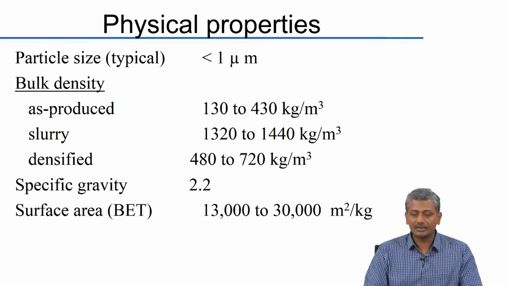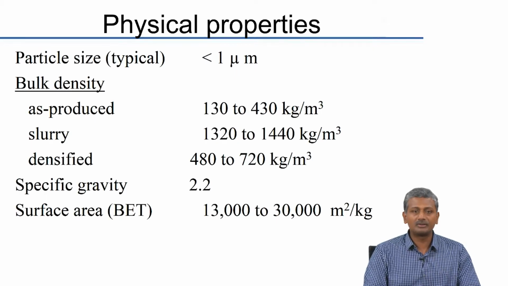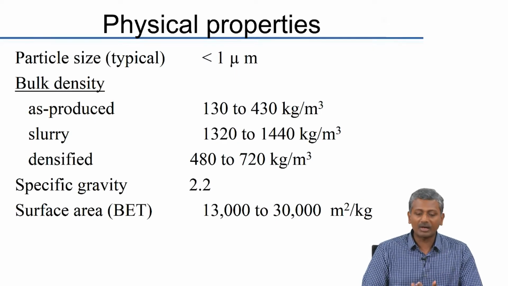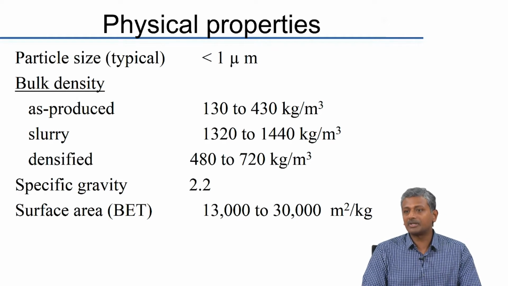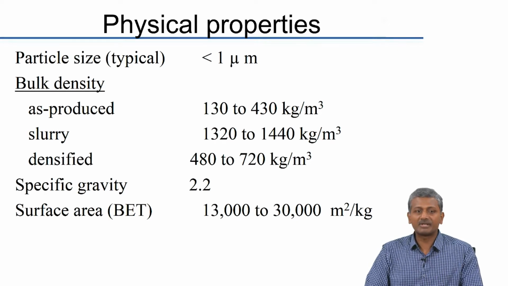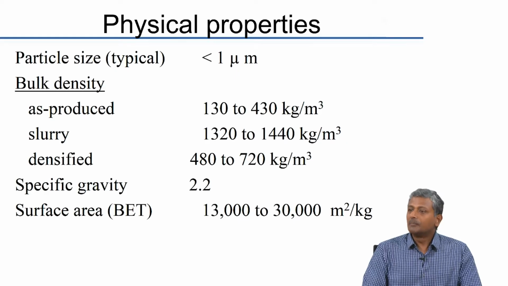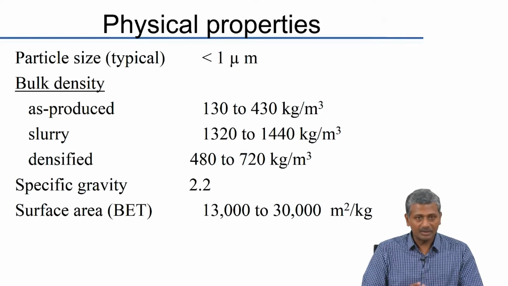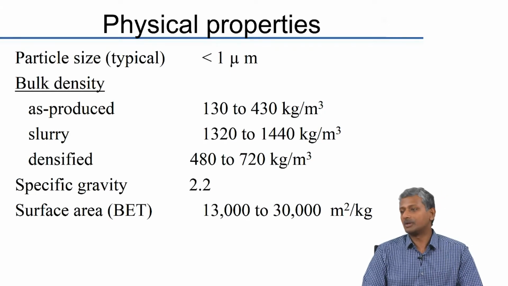The bulk density in the as-produced state is 130 to 430 kilograms per cubic meter, but when you dry densify it, you can almost triple that to about 500 to 700 kilograms per cubic meter. So, because of that, since it is bulky even after dry densification, we do not typically get it in bags of 50 kilograms, we get it in bags of 25 kilograms.